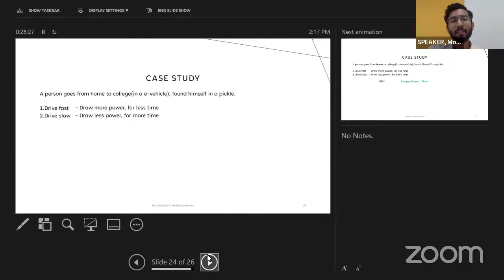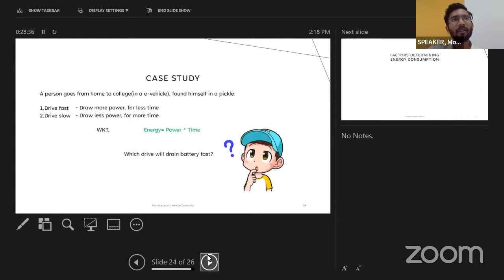In which drive mode will the person have to drive so that the battery drains faster? I just want to know which of these two options will be the drive mode which causes the battery to drain fast, based on your logical reasoning. You can give your opinions.